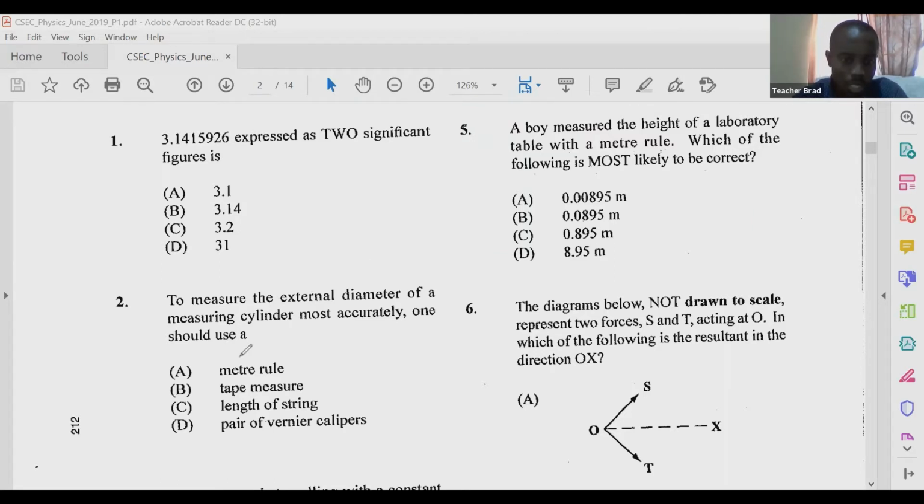So let's just look at the options here that we have. We have a meter rule, tape measure, length of string, and there you go, we have a pair of vernier calipers. So in this case, the answer would have been a pair of vernier calipers. So the answer would have been D as in dog.